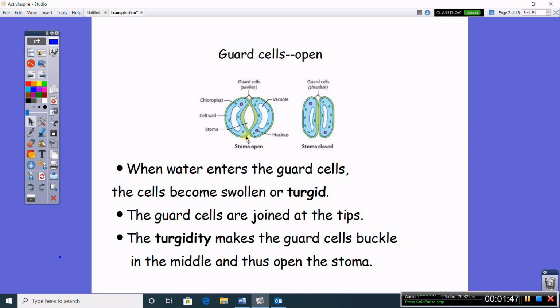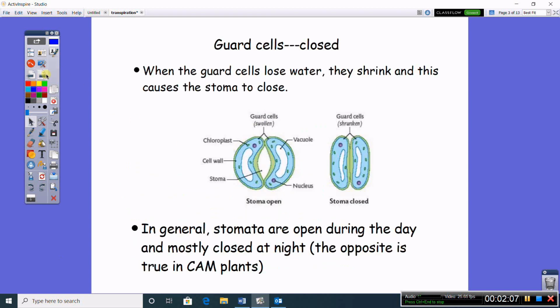And the guard cells are joined to each other at the tips. So because of that, when they swell with water, it kind of makes them buckle in the middle, which leaves that opening, which is your stoma or stomata. Okay, so the turgidity here makes the guard cells buckle in the middle and thus open the stoma.